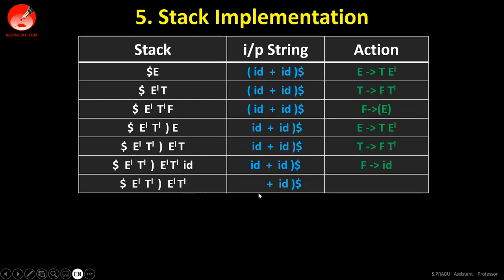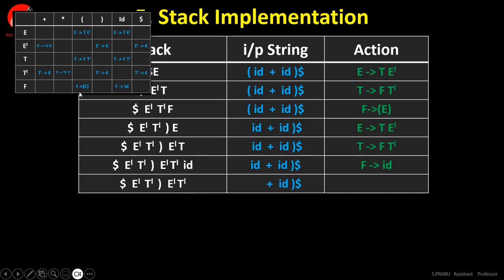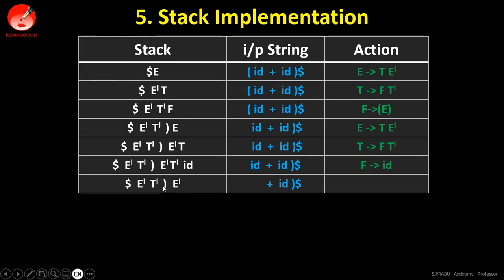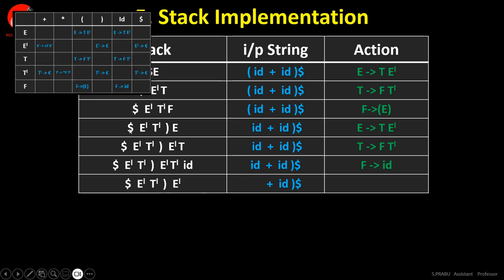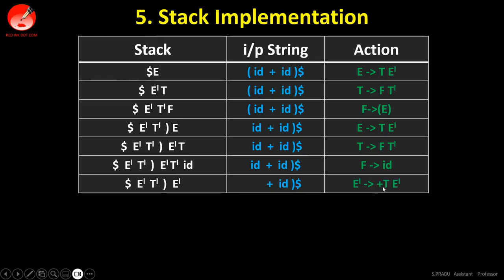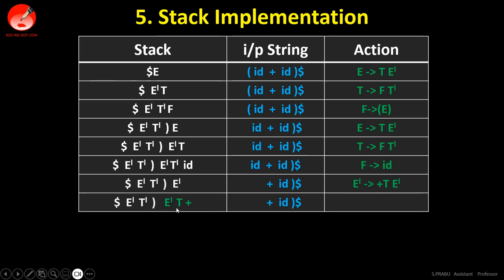Then I can compare T dash and plus in this parsing table. T dash and plus, that is epsilon. So in place of T dash, I can put epsilon. Epsilon means there is no element. So I can write like this. Then I compare E dash and plus in the parsing table. E dash and plus, that is plus TE dash. I can write this rule, and instead of E dash, I can write these three elements in reverse order. Then I compare plus and plus, both the elements are same, so I can remove it.